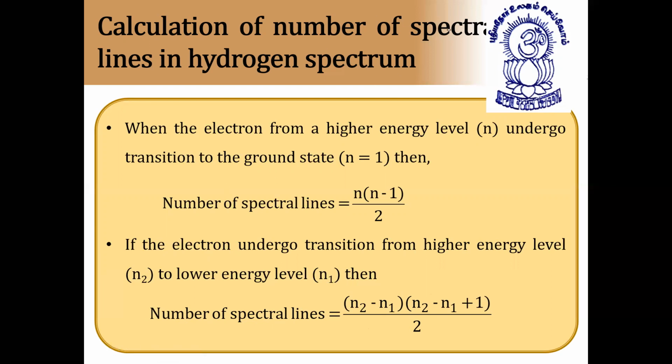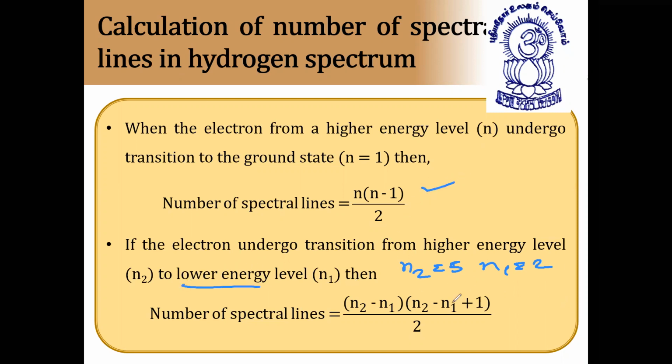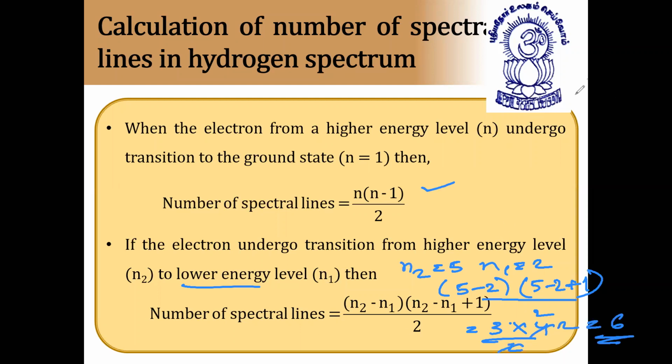So n2 is equal to 5, and n1 is equal to 2. I'm writing here, you can just see, applying the formula. Here they didn't mention the ground state. If they mention the ground state, no need to take the n1 value, so you can use the earlier formula. But here they have mentioned n1. So now we are finding the number of spectral lines: 5 minus 2 into 5 minus 2 plus 1 by 2. So 5 minus 2 is 3, 3 into 4 by 2. So it is 6 spectral lines. So the answer is 6 spectral lines. In this way you have to solve this.